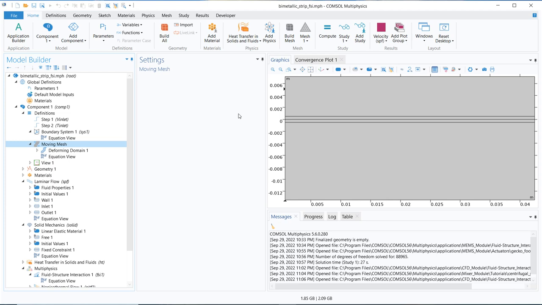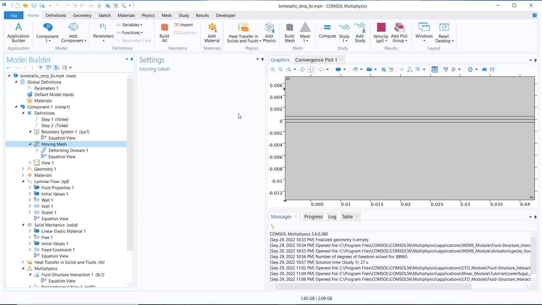We have a bimetallic strip, and the bimetallic strip is kept fixed at a particular end and it is subjected to heating. Because of that heating the bimetallic strip will tend to bend, and that bending will impart some shear stress on the fluid. So we have different physics which are required in order to solve this particular case.